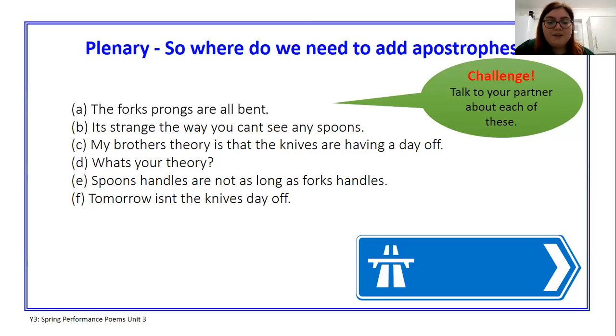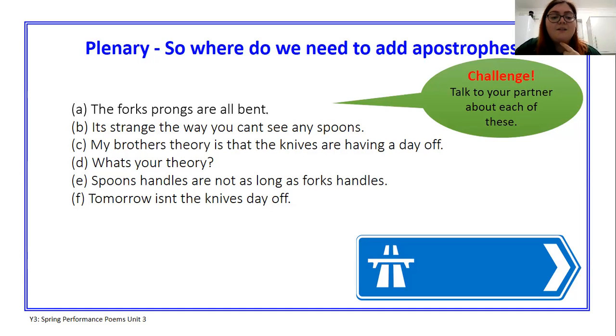C, my brother's theory is that the knives are having a day off. So there's nothing in that sentence that I can read that needs an apostrophe for a missing letter, but there is a possession. My brother's theory. Who does the theory belong to? The brother. So that's a clue where you want to put your apostrophe. And D, what's your theory? No possession in that sentence, but we do have a word that will need an apostrophe because it's two words. What's your theory? What is that short for?